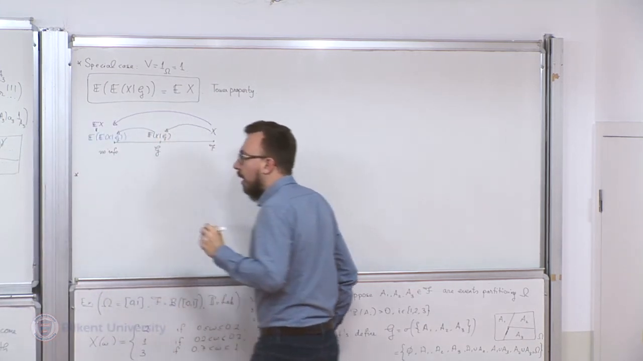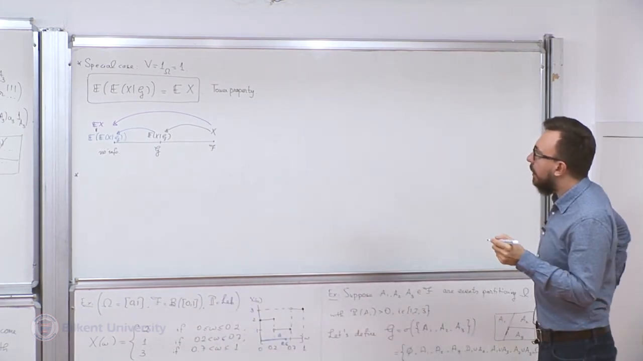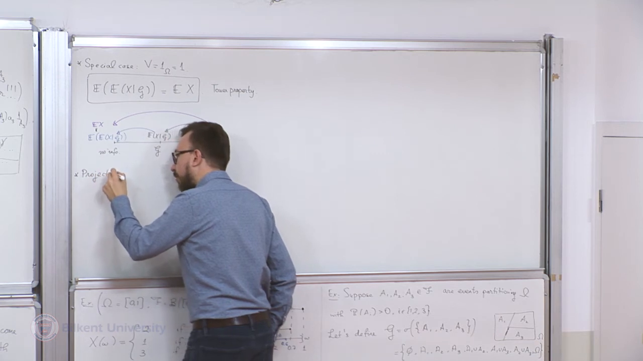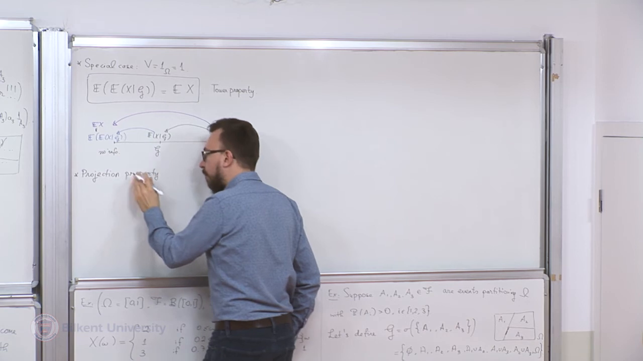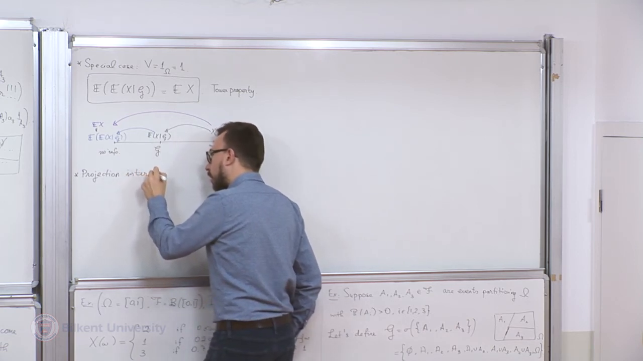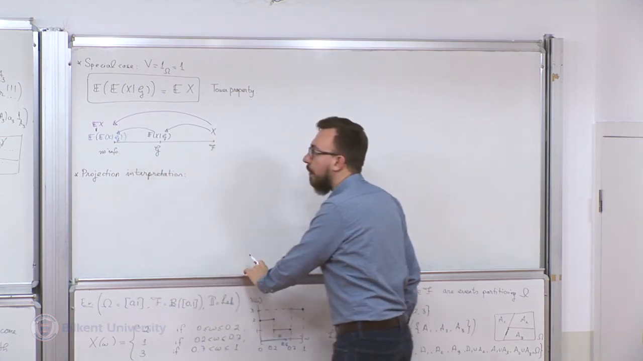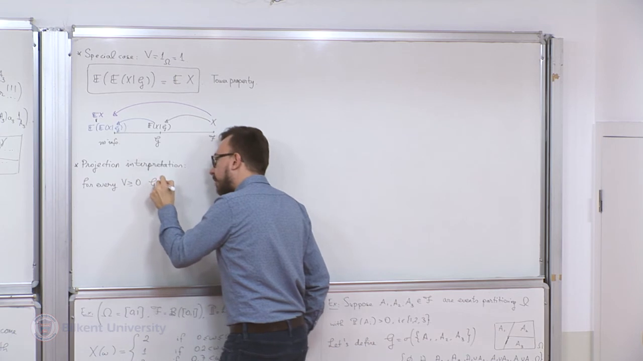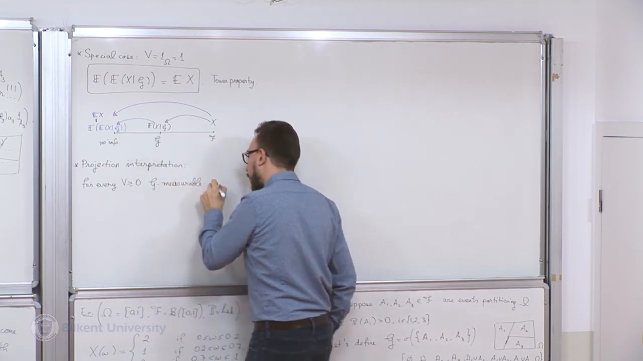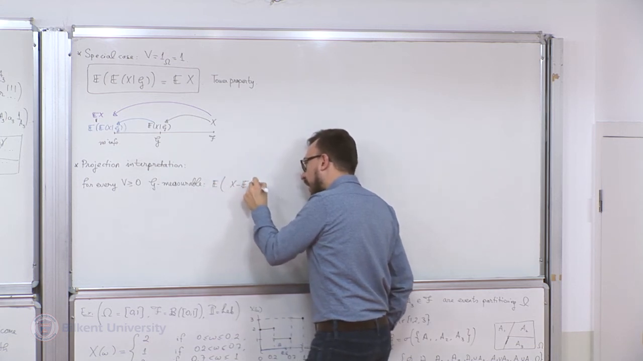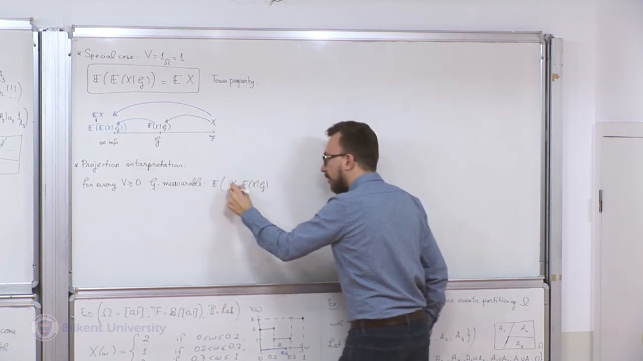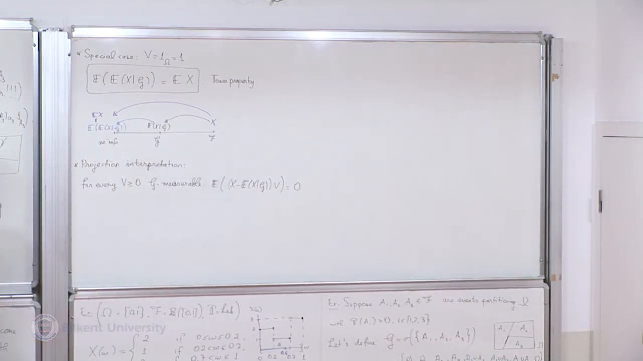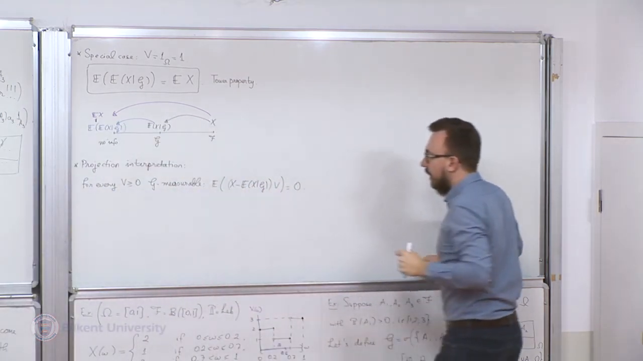Another way of looking at this, so we're not going to look at the special case, we're just going to look at the general case. So let's call it the projection interpretation, let's say. Okay, so what is that? So let's rewrite this property, okay, for every V that is G measurable, we have the expected value of x minus the conditional expectation, times V, equal to 0. I'm just rewriting this expression, okay? X minus conditional expectation times V gives 0 in expectation.